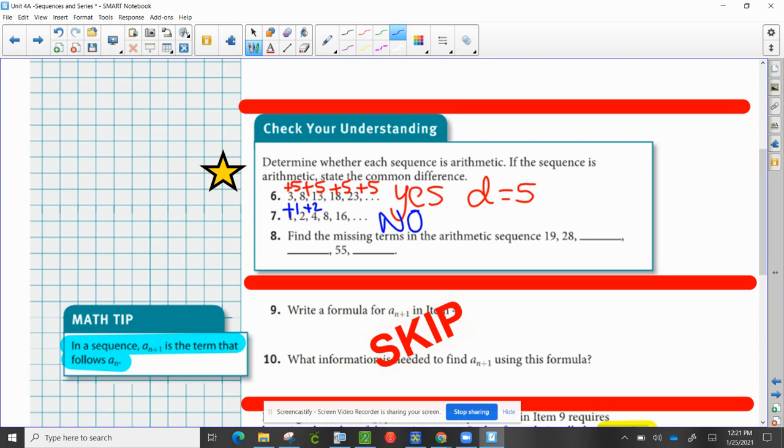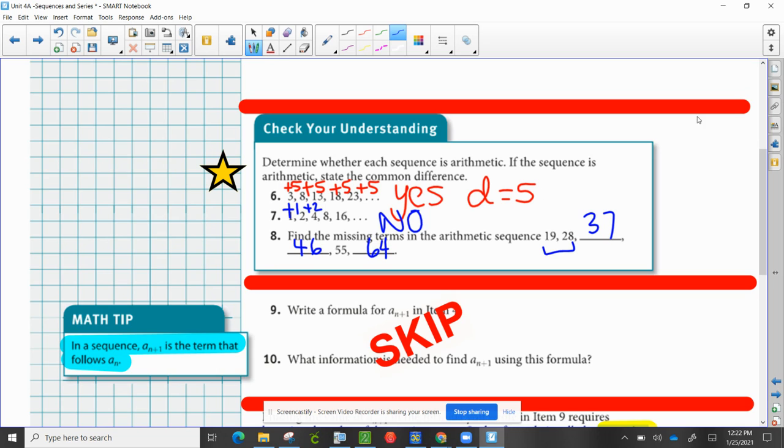In number 8, we have an arithmetic sequence. They want you to fill in the blanks. Remember, if it's arithmetic, that means every number you put in there has to be added by the same amount. So figure out what the common difference is. Maybe start with these 2 numbers, and then fill in the missing blanks. If you did it correctly, the next number should have been 37, then 46, then 64. It's adding 9 every time.